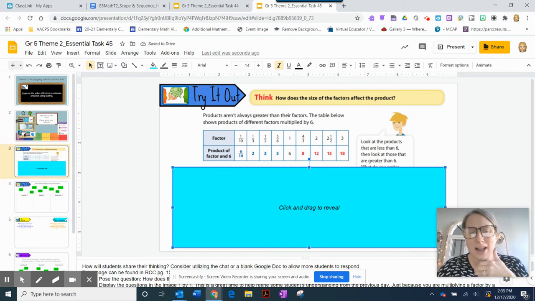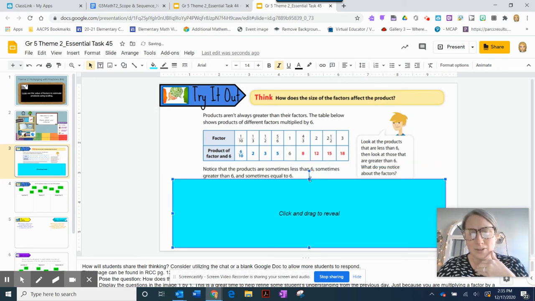So consider how you want them to answer these questions. Maybe it's the chat. Maybe you have a Google Doc. Maybe you have a Google slide going. But we can just do a simple, what do you think? What do you see? What do you wonder? Some of these products are going to be less than 6. Some of these products are equal to 6. Some of these products are greater than 6.